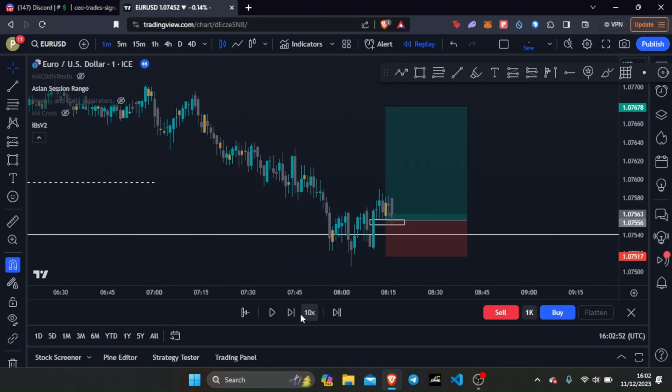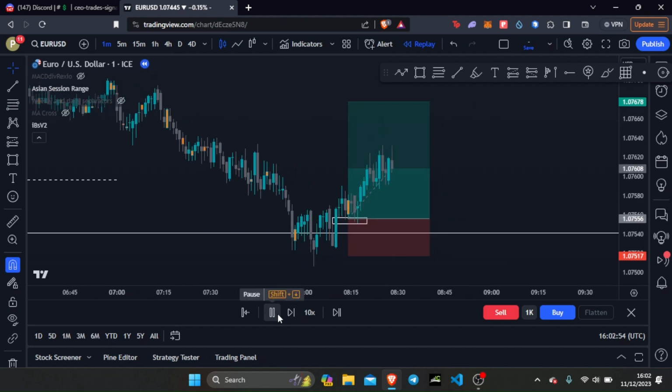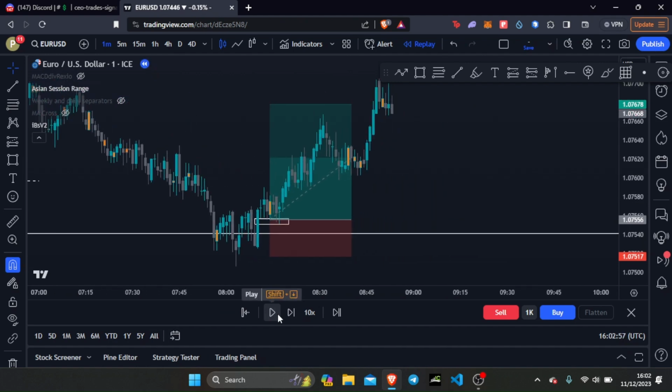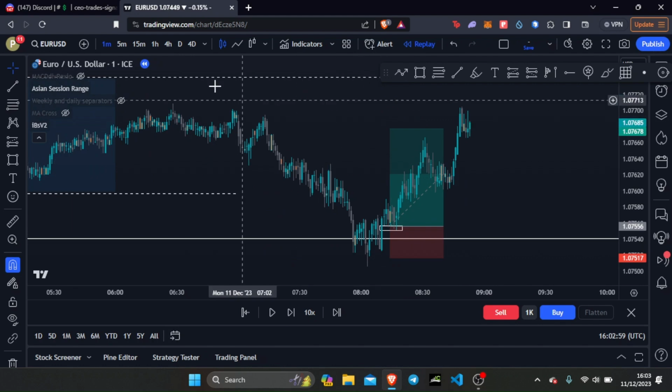And as we can see, price stepped into the fair value gap and just started shooting upwards. And there we go. TP was hit nice and easy.